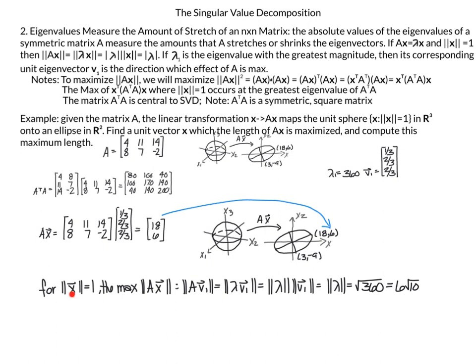So for x being normalized, the maximum of the length of Ax is equal to the length of Av1, where v1 is an eigenvector, which is equal to the length of lambda v1, where lambda is a scalar. We can pull out the scalar, so this should just be the absolute value of lambda times the length of our vector. And if v1 is normalized, that's simply equal to the magnitude of lambda, and the magnitude of lambda is the square root of 360, our lambda, which is equal to 6 square root of 10.